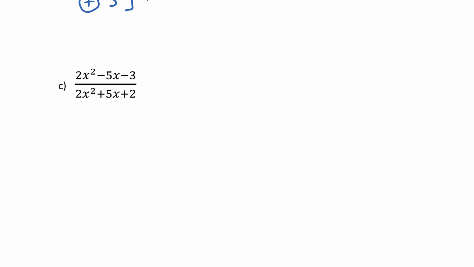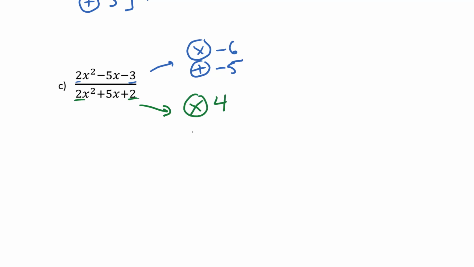So here we have two complex trinomials. The first one here, we're looking for two numbers that multiply to 2 times minus 3 is minus 6 and add up to negative 5. This one here is also a complex trinomial. I'm looking for two numbers that multiply to 2 times 2 is 4 and add up to 5. Two numbers that multiply to negative 6 and add up to negative 5. We have negative 6 and positive 1. Two numbers that multiply to 4 and add up to 5. We have 4 and we have 1.